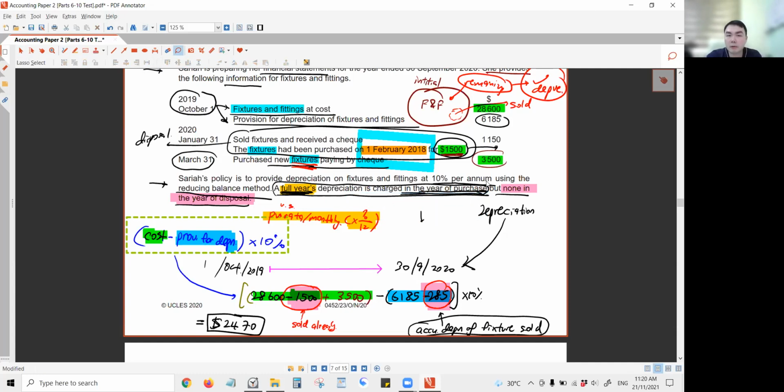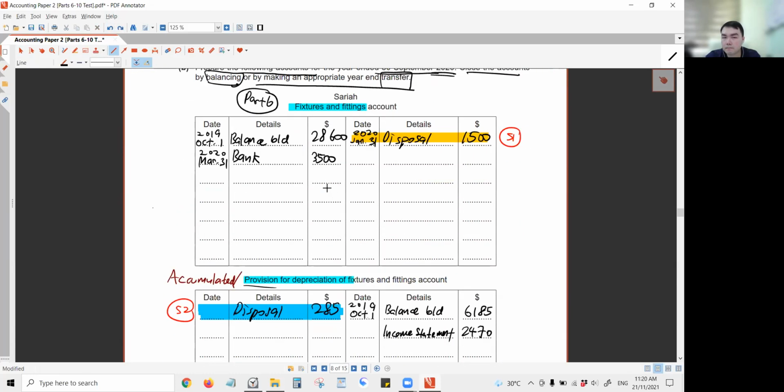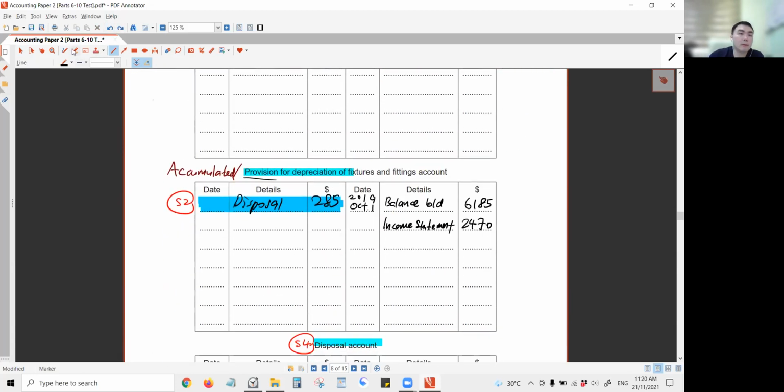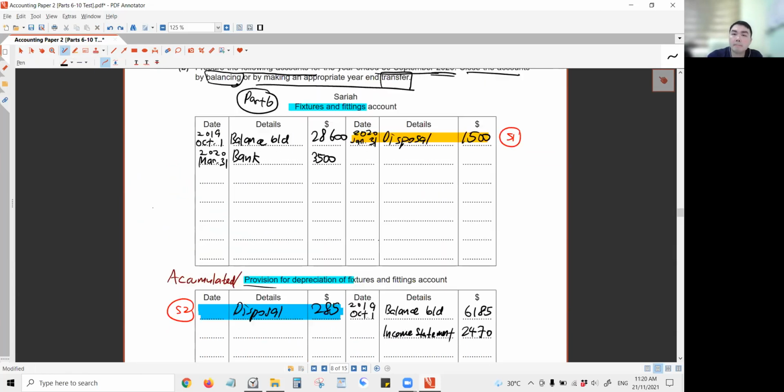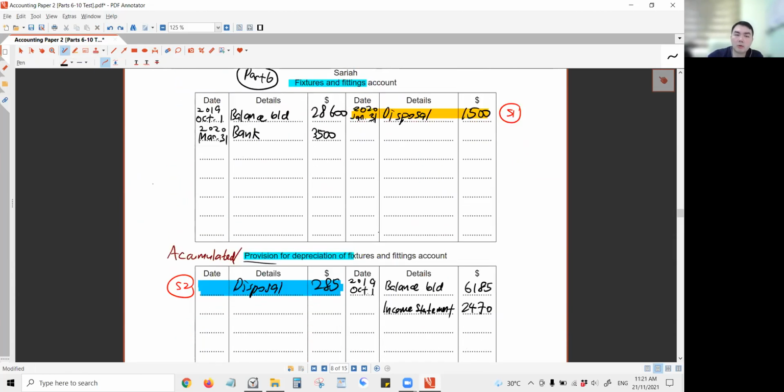They must mention something for you as to what to do in the year of disposal. Okay, they would not be having this question without this line, then leaving you to decide what to do in the year of disposal. They won't let you do so. Okay, they must have this line for you so that you know what to do. Okay, 2470. The year end is what? September 30th, 2020.